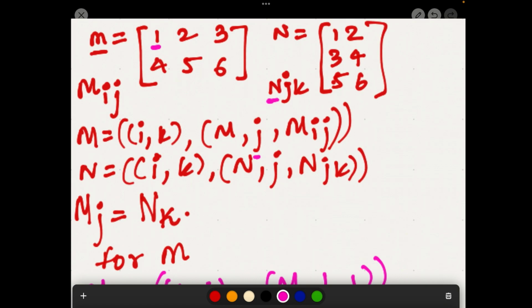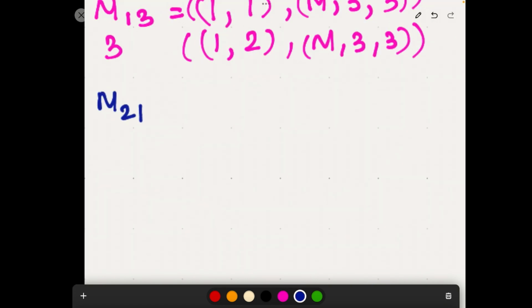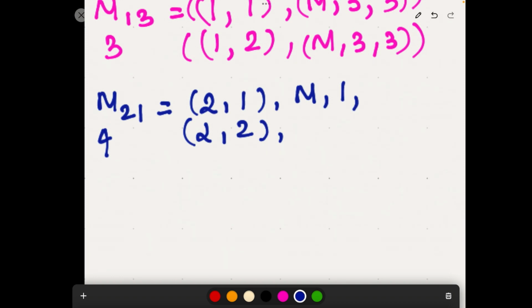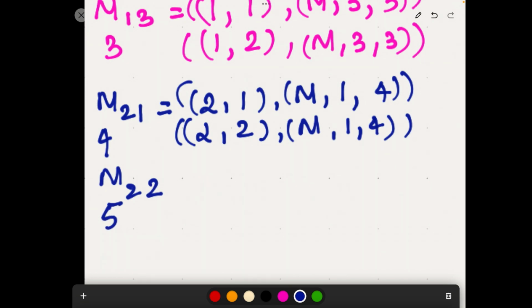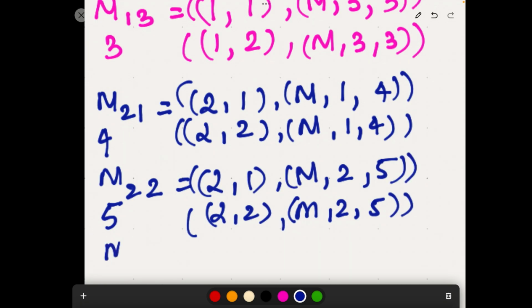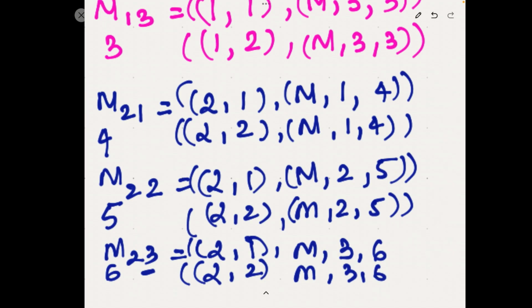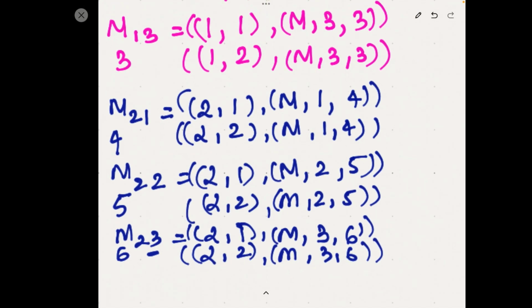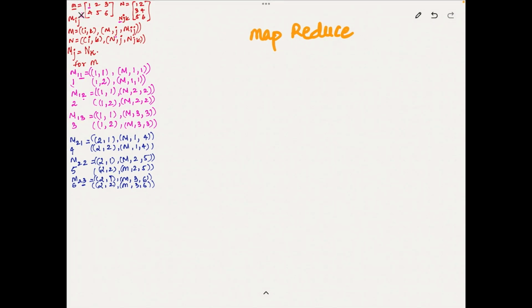So in this case, the value of i is 2. So M21, the value is 4. The keys are 2 comma 1 and 2 comma 2. M, the value of j is 1 and Mij is 4. M22, the value is 5. So this is going to be 2 comma 1, 2 comma 2, M comma 2 comma 5. Similarly, M23. I hope this was clear. Now this completes the entire calculation for M matrix.